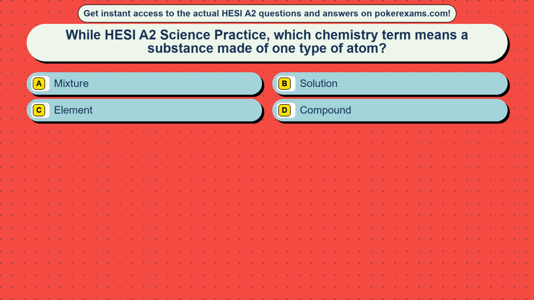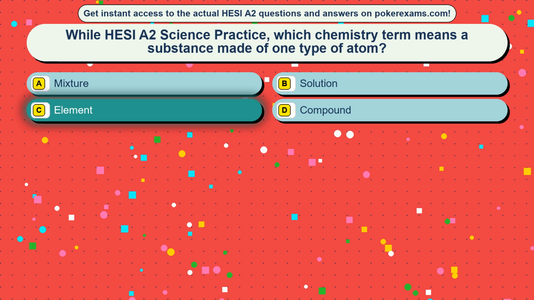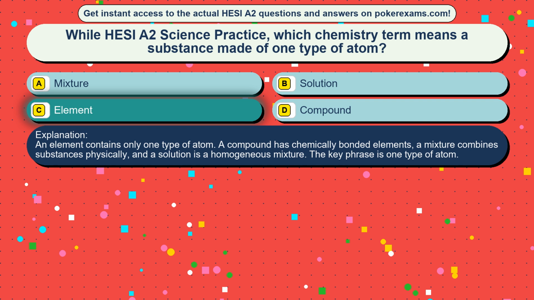Question 47. While HESI A2 Science Practice, which chemistry term means a substance made of one type of atom? Option A, mixture. Option B, solution. Option C, element. Option D, compound. The correct answer is option C, element. An element contains only one type of atom. A compound has chemically bonded elements, a mixture combines substances physically, and a solution is a homogeneous mixture. The key phrase is one type of atom.